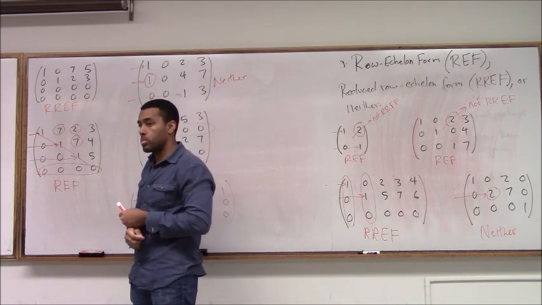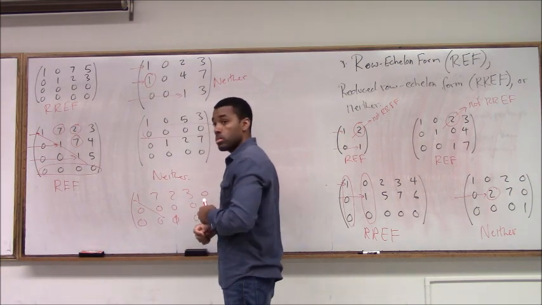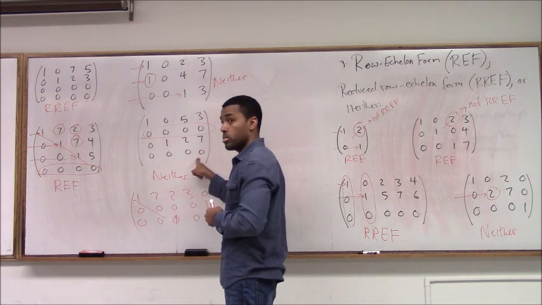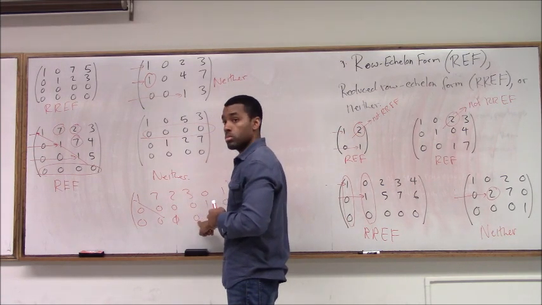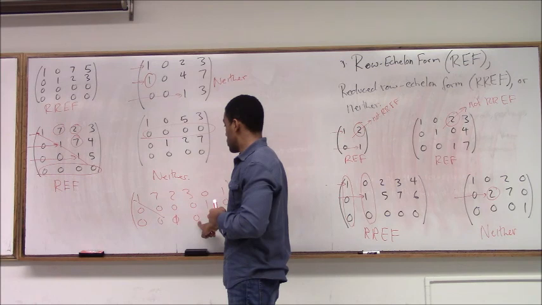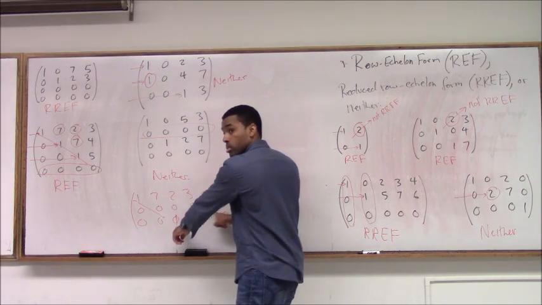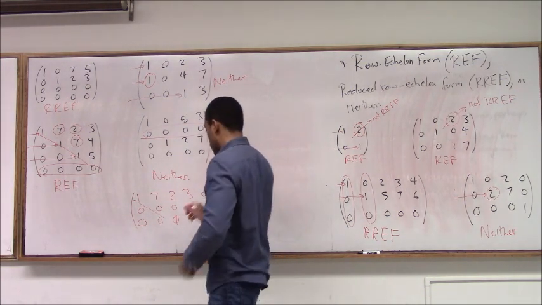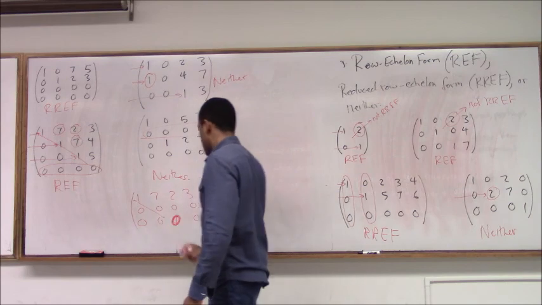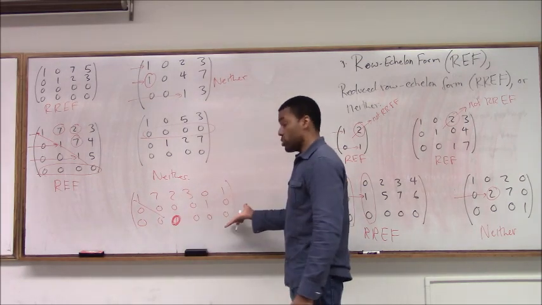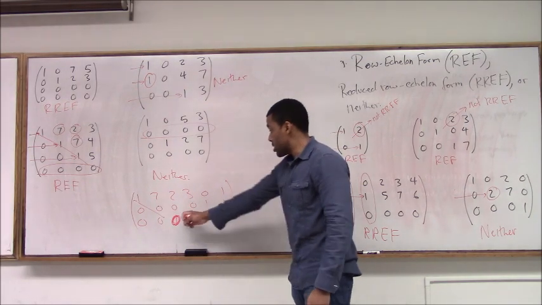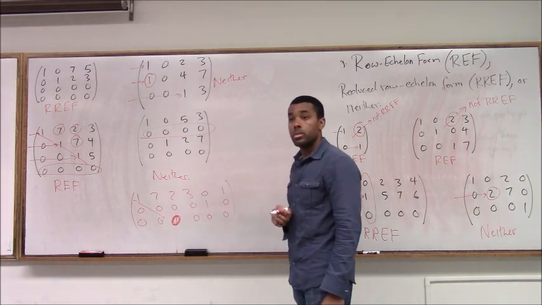What about the one over there, to the left, like 7, 2, and 3? This one? No, the bottom one. If they were 0, would they be reduced as well? As written, if it was 0, no. It still wouldn't work because of these two. But if that's a 0, this is reduced row echelon form.